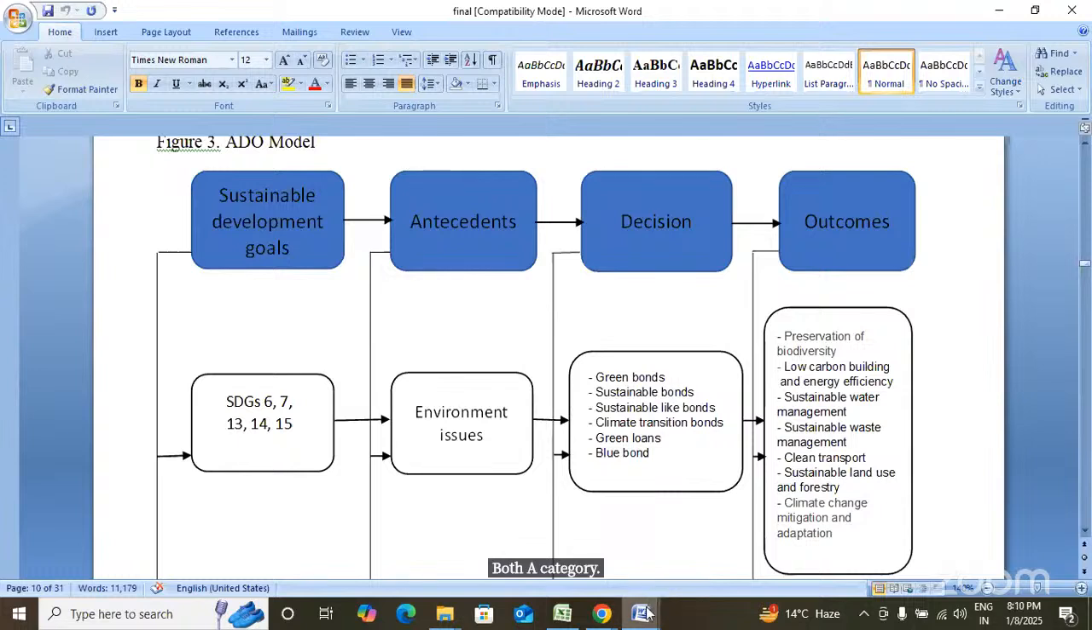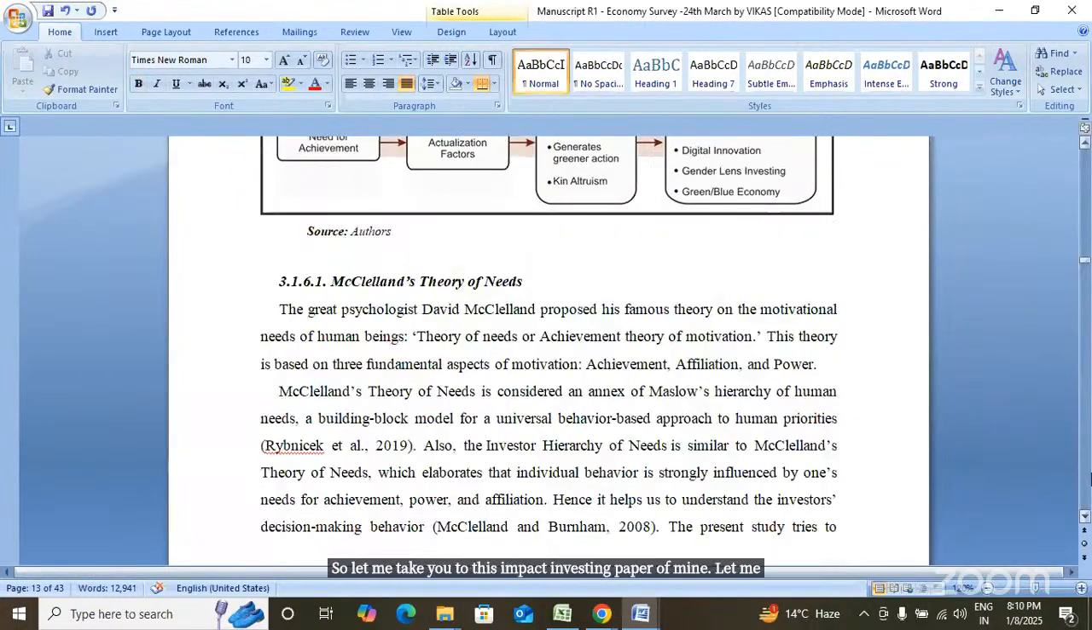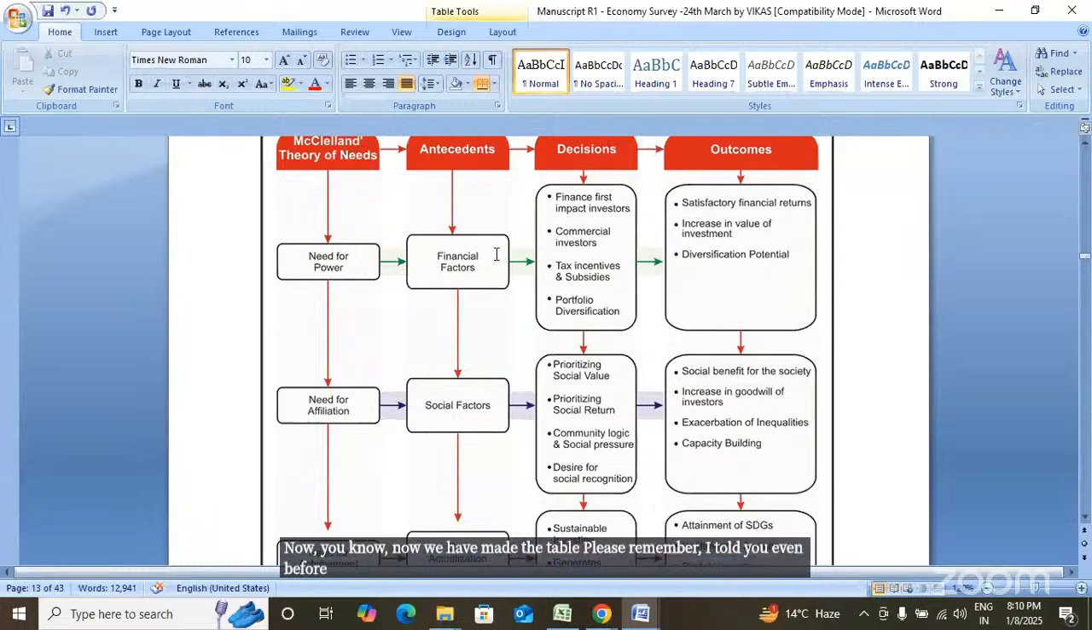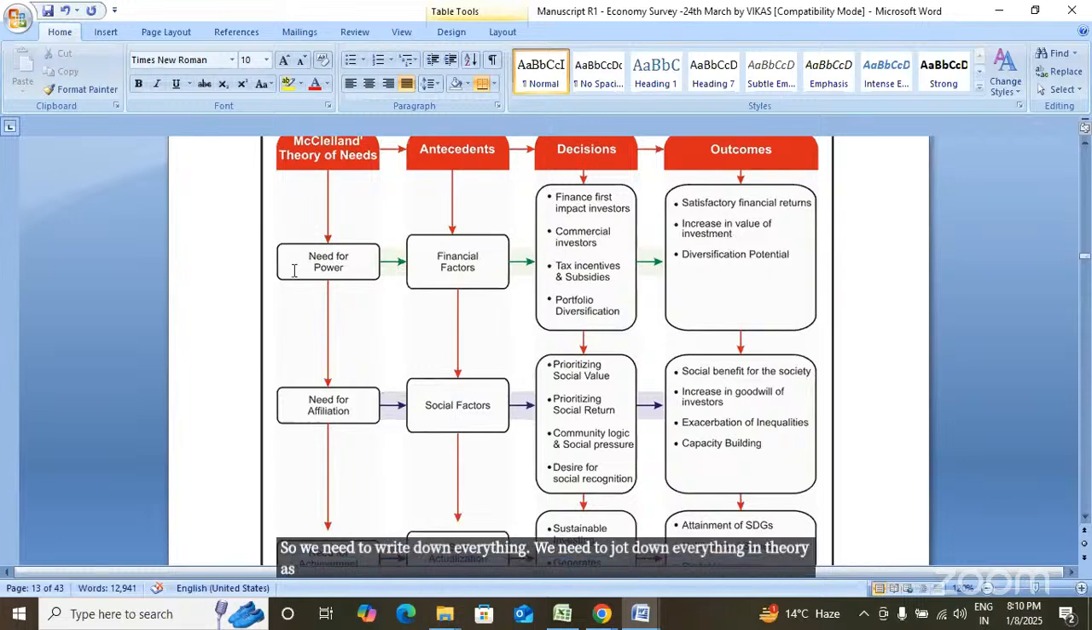And how do we write this? So let me take you to this impact investing paper of mine. Let me show you how we write for this. Now we have made the table. Please remember, I told you even before, whenever we are making a figure or a table, we need to write down everything, we need to jot down everything in theory as well, right? So we have explained each and every part of it. Like, this is the model, so we have explained each and every part later on.